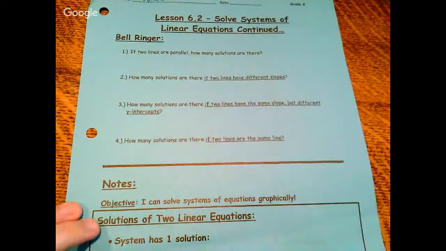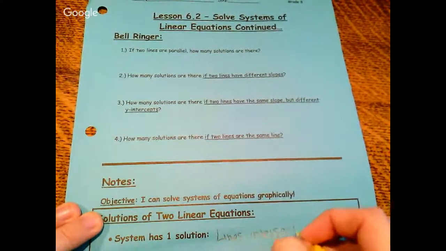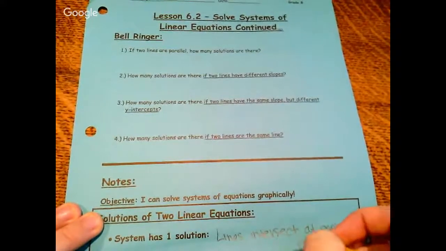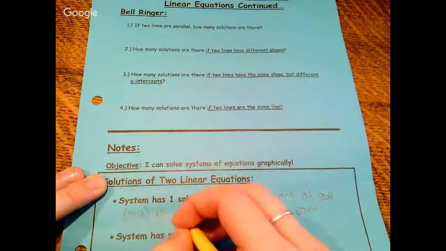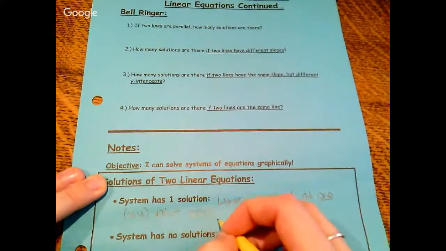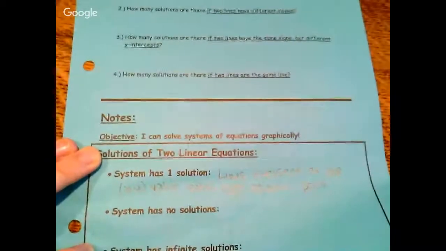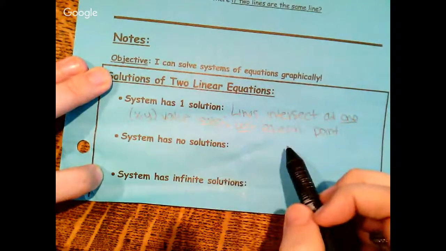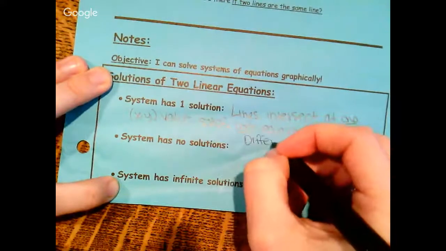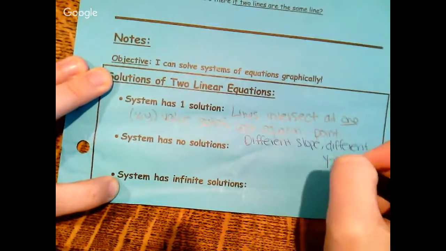Okay, so just a quick recap. A system has one solution. So remember, it has one solution if the lines intersect at one point. That one point is our one solution, okay? So the xy value has to satisfy both equations. That's where our check comes in, where we have to plug in our x value and plug in our y value and make sure that it satisfies both of them, okay? So if the lines intersect once, then that means they have different slope and they have a different y-intercept.